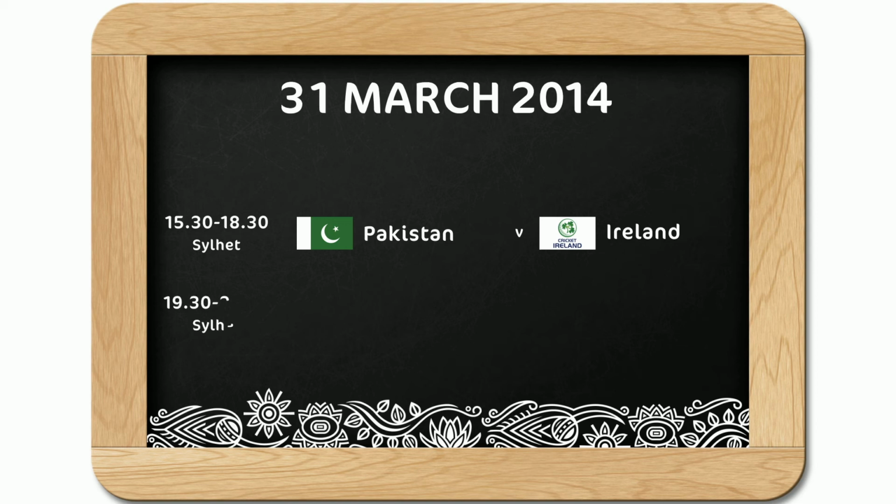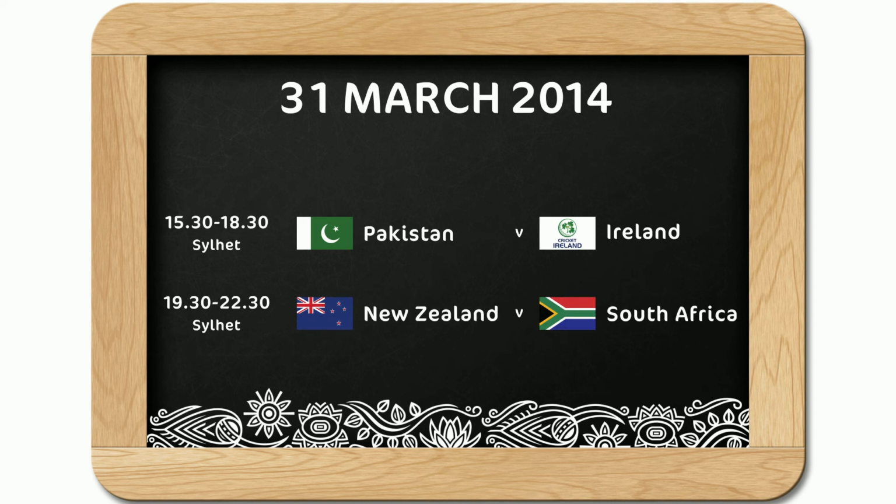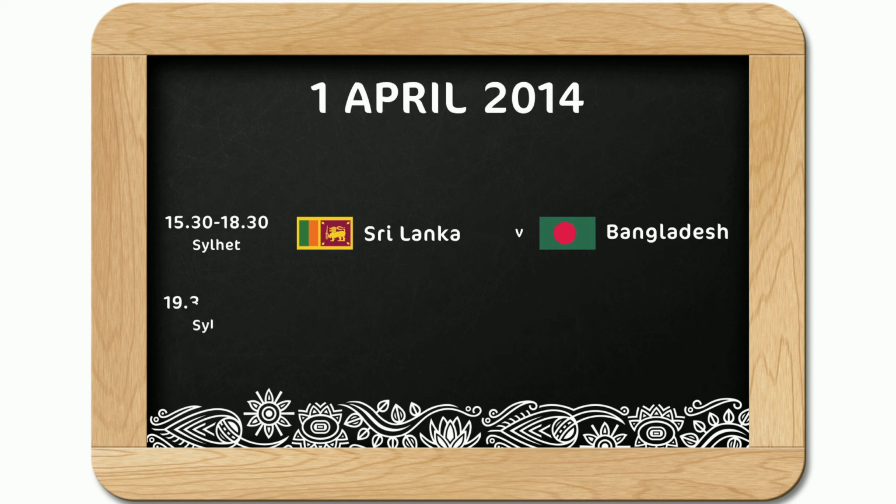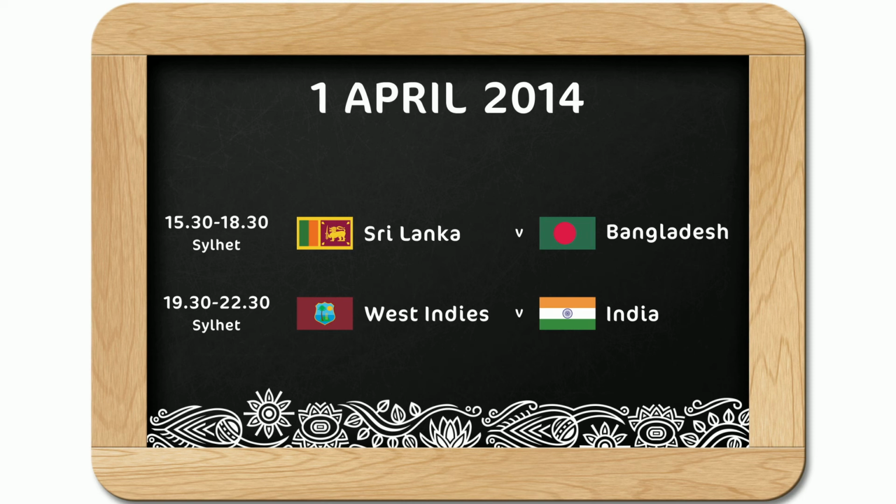The 31st of March will see two teams in green competing, Pakistan versus Ireland. Following them, New Zealand will be up against South Africa in the concluding match for the day. The 1st of April will see Sri Lanka take on Bangladesh. Later on, the battle will continue between West Indies and India. Both the matches promise to be enthralling for the fans.